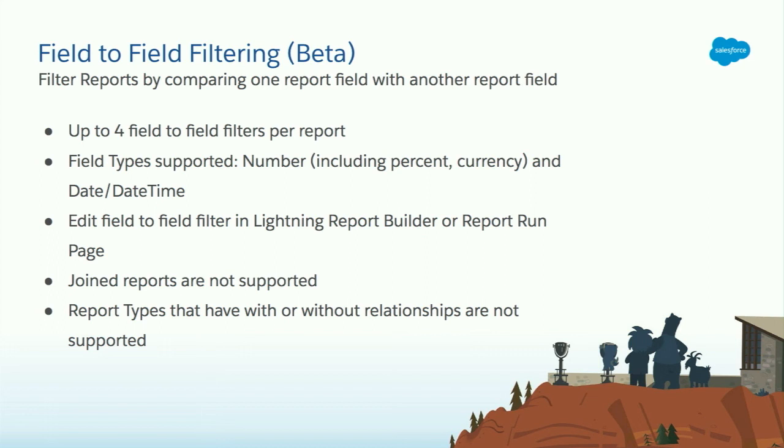Joined reports are not supported. So unfortunately, this is a performance limit we've hit into because joined reports could have a lot of blocks, right? Different types of reports. Too many filters can dramatically increase the runtime. So we're not supporting it there. And also report types that have with or without relationships are not supported. So an example of that is like opportunities with or without cases. So we're not going to be doing field-to-field filtering on that.